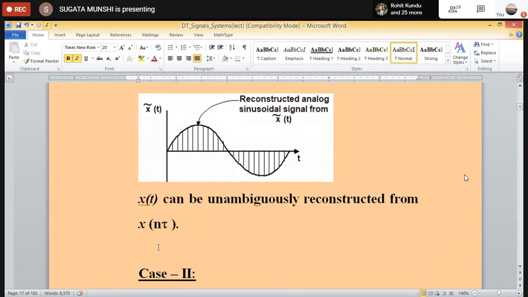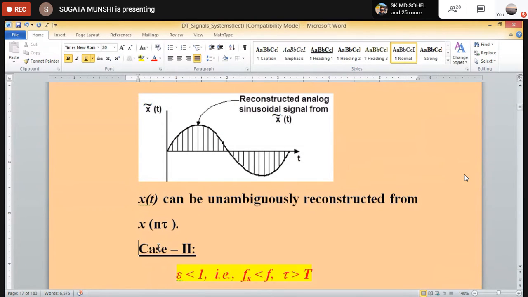Case 2. In case 2, I am straightaway moving on to the case when epsilon is less than 1. That is, the sampling frequency is less than f. I moved on to the other extreme. When the sampling frequency is less than the frequency of the analog sinusoid, or the sampling interval is greater than the time period of the analog sinusoid, what will happen then?